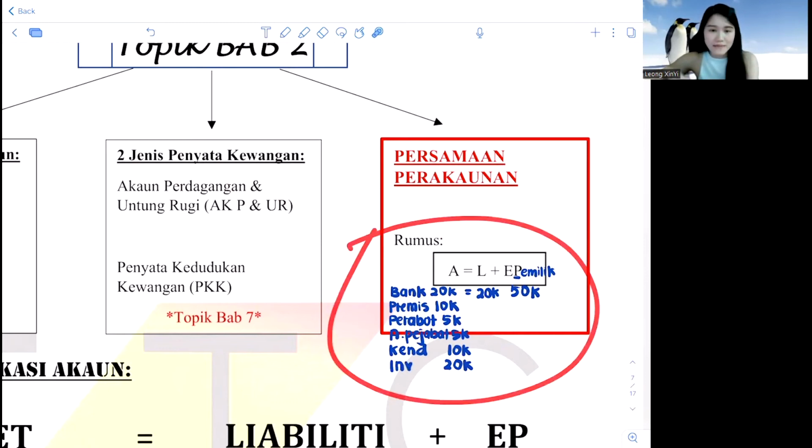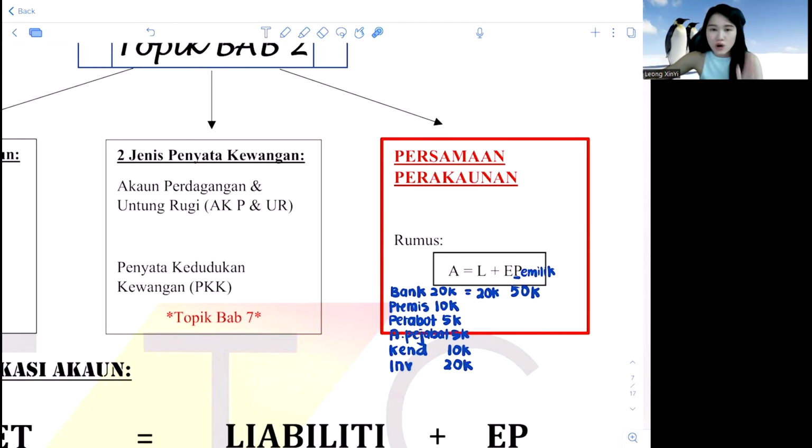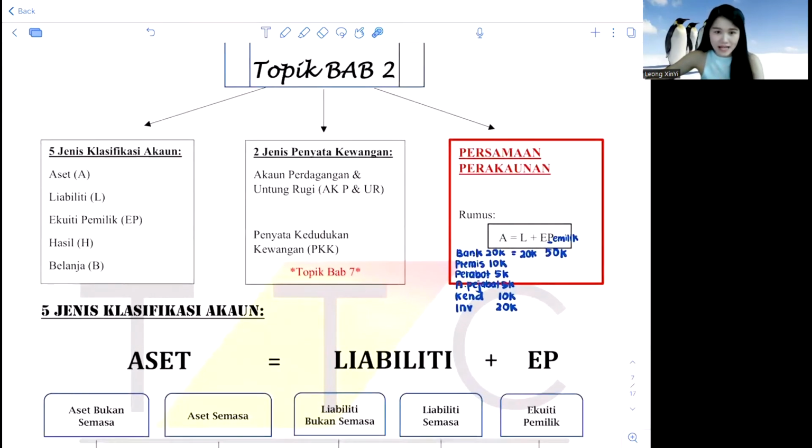Asset equals to liability plus EP. Can you see that asset doesn't come by itself? It's always contributed by what? EP first, very important. Only then we consider taking liability in. Okay, so that is for persamaan perakaunan.